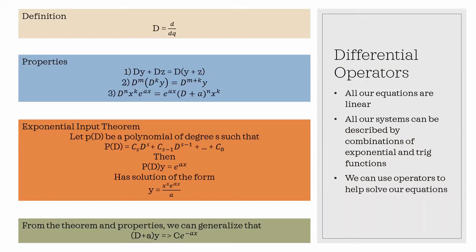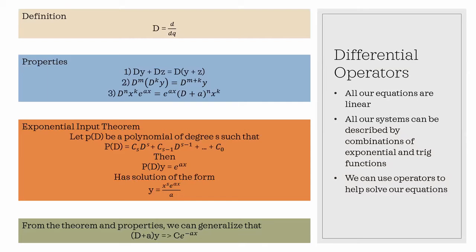So from that theorem and from some of the properties, we can generalize solutions of the form (D plus a) times y. We can generalize the solution as y is equal to some constant c times e to the negative ax, which also comes up a whole bunch. Because this isn't mathematically rigorous, I'm not going to prove any of these. They are true, and there are lots of websites and other places that you can find them, not the least of which is your math class.